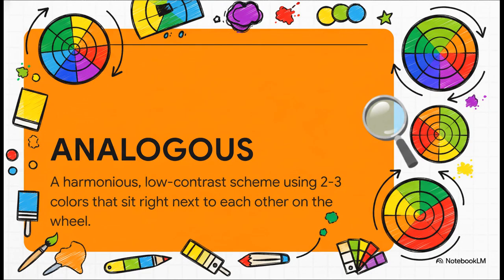Now, if that high contrast look is just too much for you, the analogous scheme is your best friend. For this, you just pick 2 or 3 colors that are neighbors on the color wheel, like say blue, blue-green, and green. Since they're so closely related, they create this really serene, comfortable, and harmonious vibe. It's all about low contrast and unity.